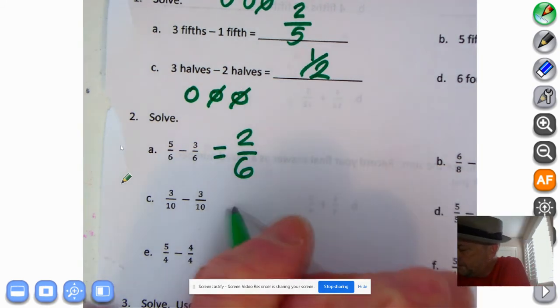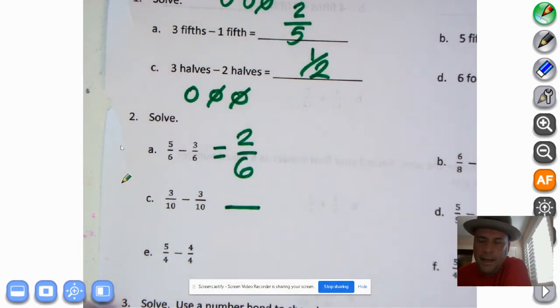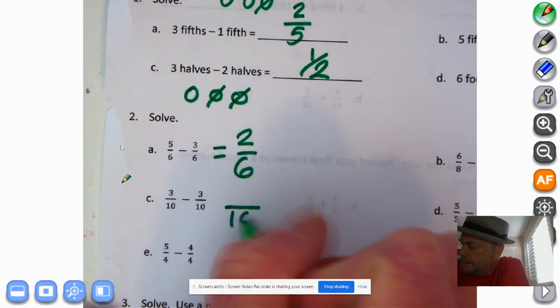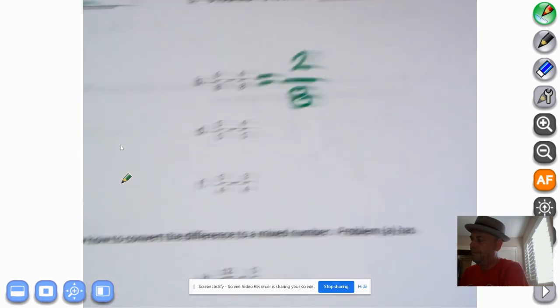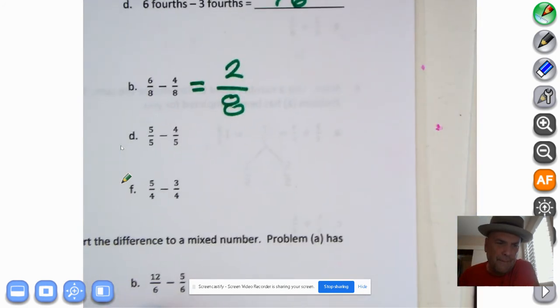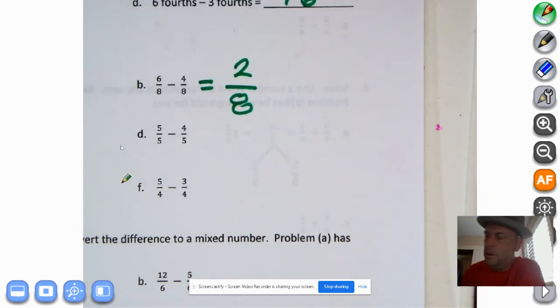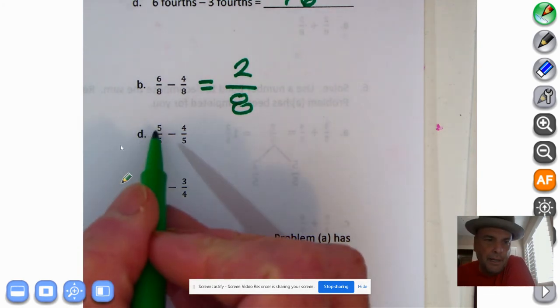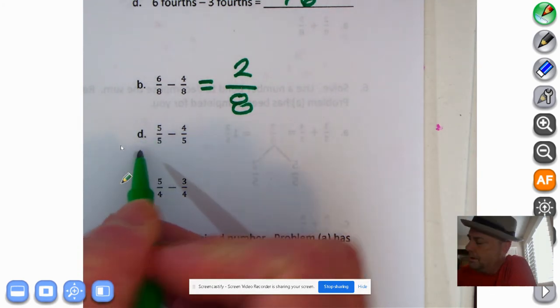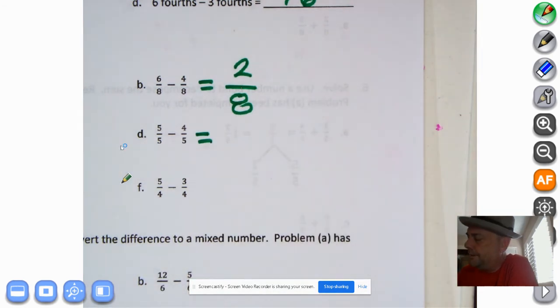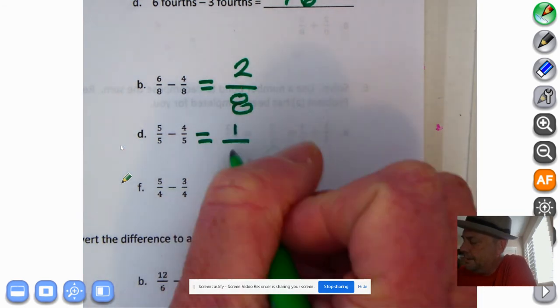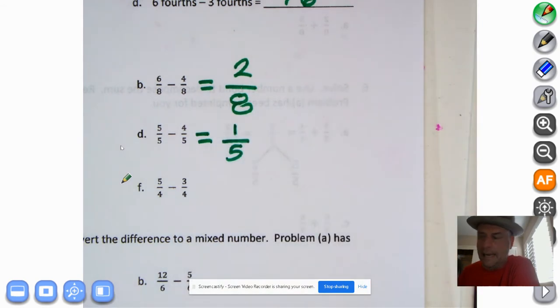Okay, they're trying to throw a curveball at you, trying to trick you. I know my tenths is going to remain the same, but what's 3 minus 3? I have 3/10, and I take away 3/10. I have 0/10. Nada, zip. Over here, we have 5/5, which is 1 whole. Remember, when the denominator and the numerator are the same, it's 1 whole. We're subtracting 4/5 from 5/5. 5 minus 4 is 1. The denominator remains the same.